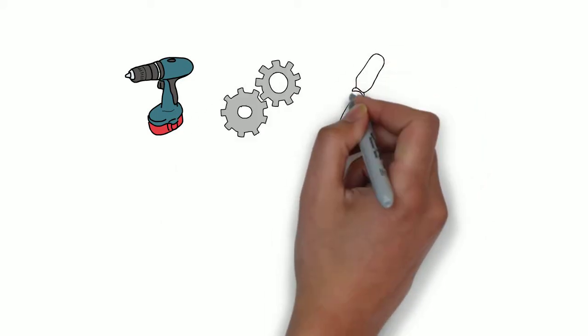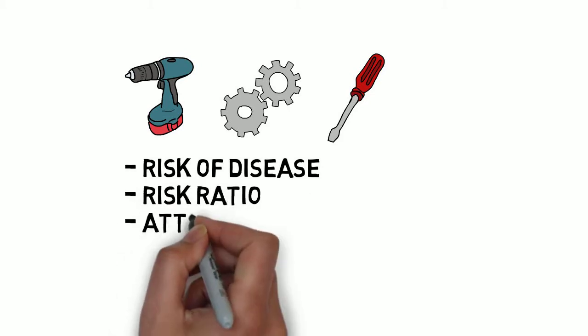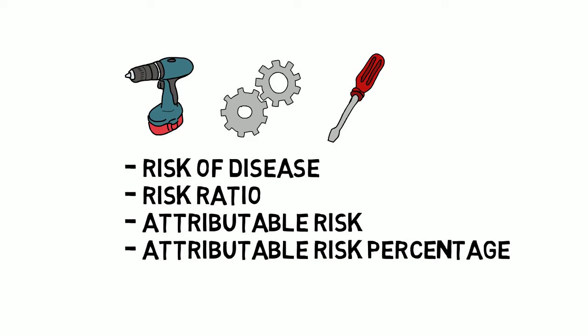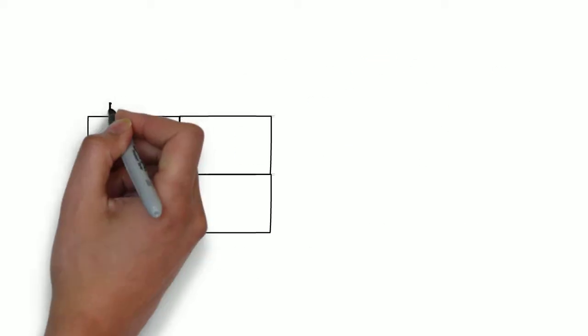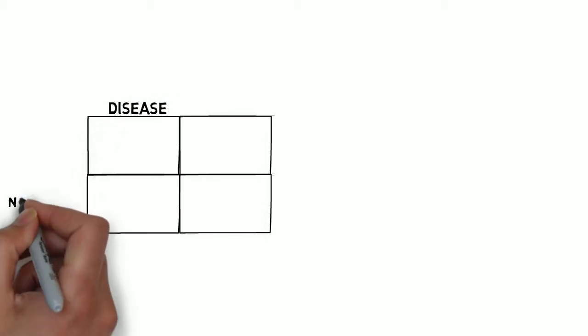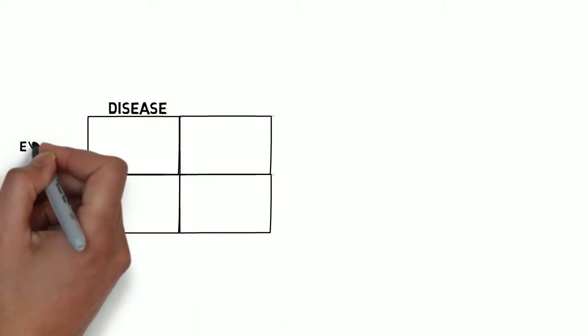There are many uses of the 2x2 table. They include calculating the risk of disease for a population with a risk factor, risk ratio, and attributable risk. We will explain each of these with an example to explain how to use the 2x2 table to solve each problem. To calculate the risk of disease, which is also known as positive predictive value and negative predictive value, for a given population and a risk factor, you can use these formulas.